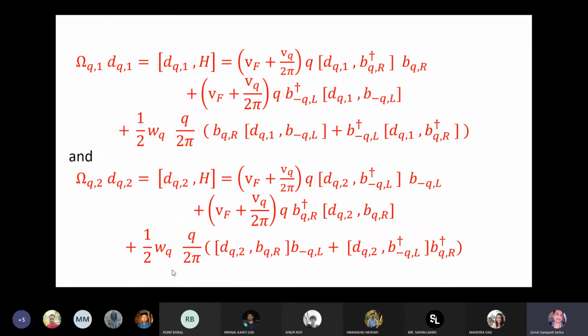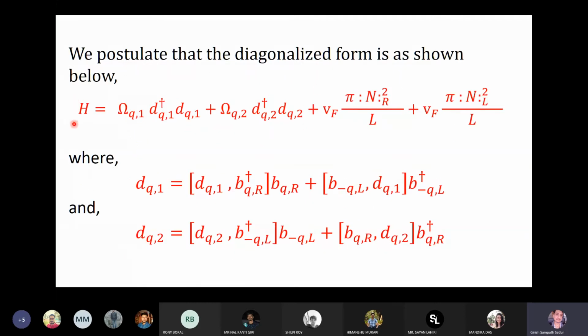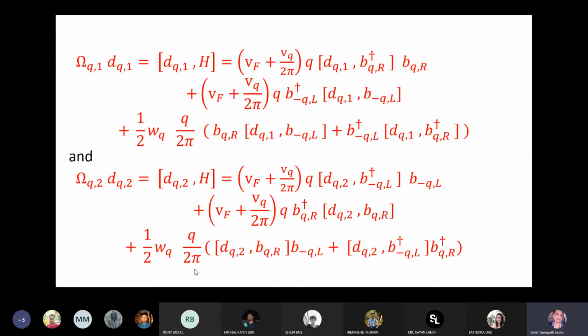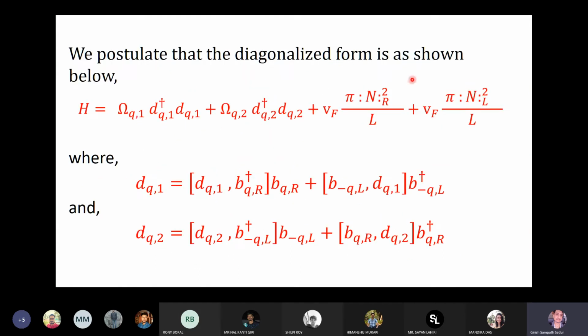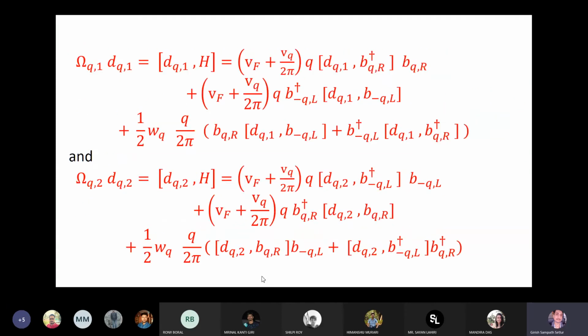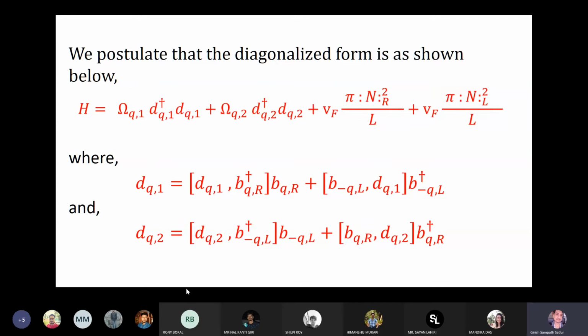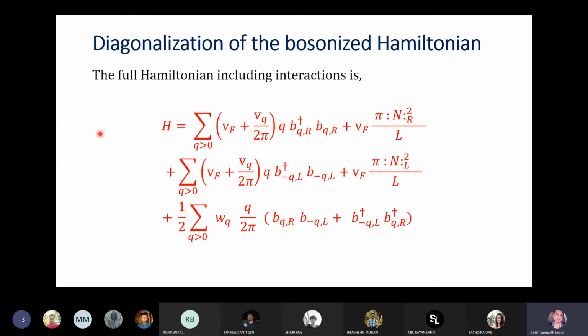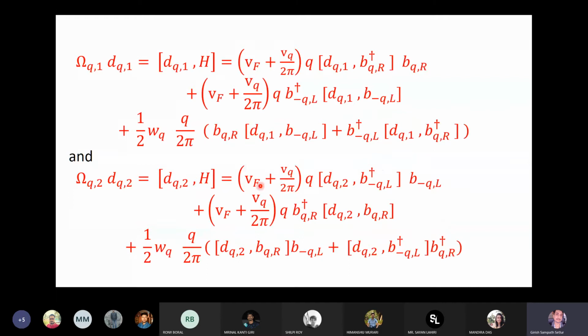Okay, so now what you do is you successively take the commutator of H with D1. When you take it with D1, D1 and D2 are independent. So you get D1 commutator H is omega Q1 D1, right? And remember that the N's commute with all the bosons, so this is just a number as far as the bosons are concerned. So when you take the commutator, you end up with this result, because there are two versions of this: the diagonalized version and the undiagonalized version. If we take the commutator on both sides with respect to DQ1 and equate both of them, this is what you get. And similarly for DQ2, this is what you get.